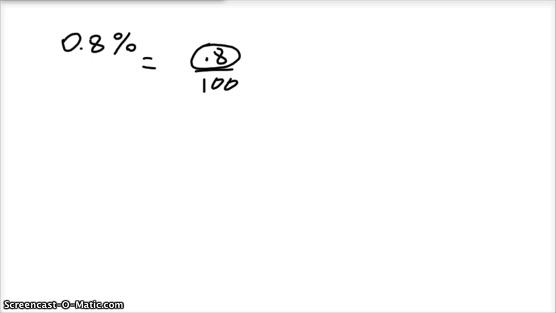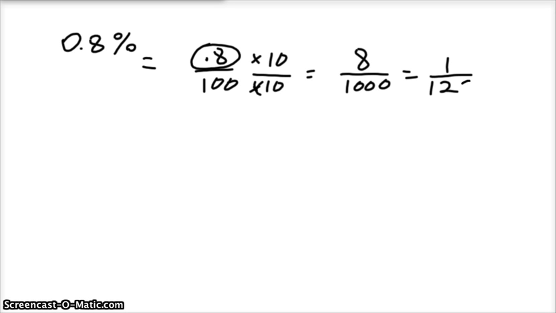So what they tell us to do is multiply each by 10, or multiply by 10 over 10, which is 1. As long as we change the top and the bottom, we're okay. So this gets us 8 over 1,000. And when we simplify that down, we get 1 over 125.